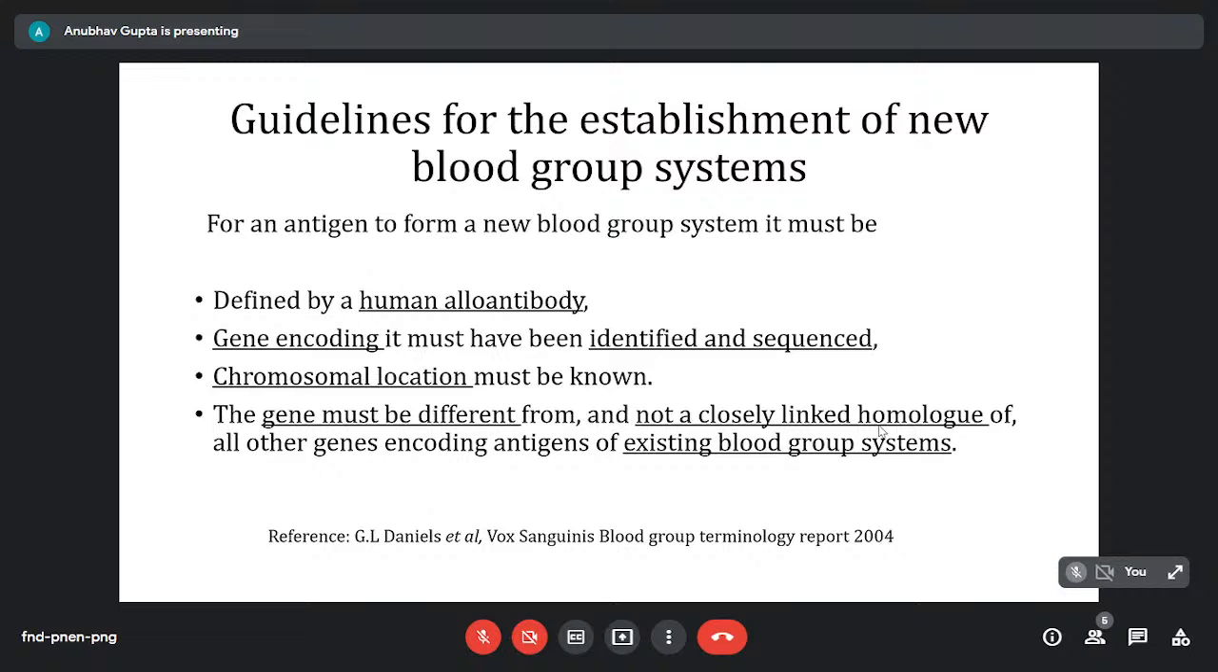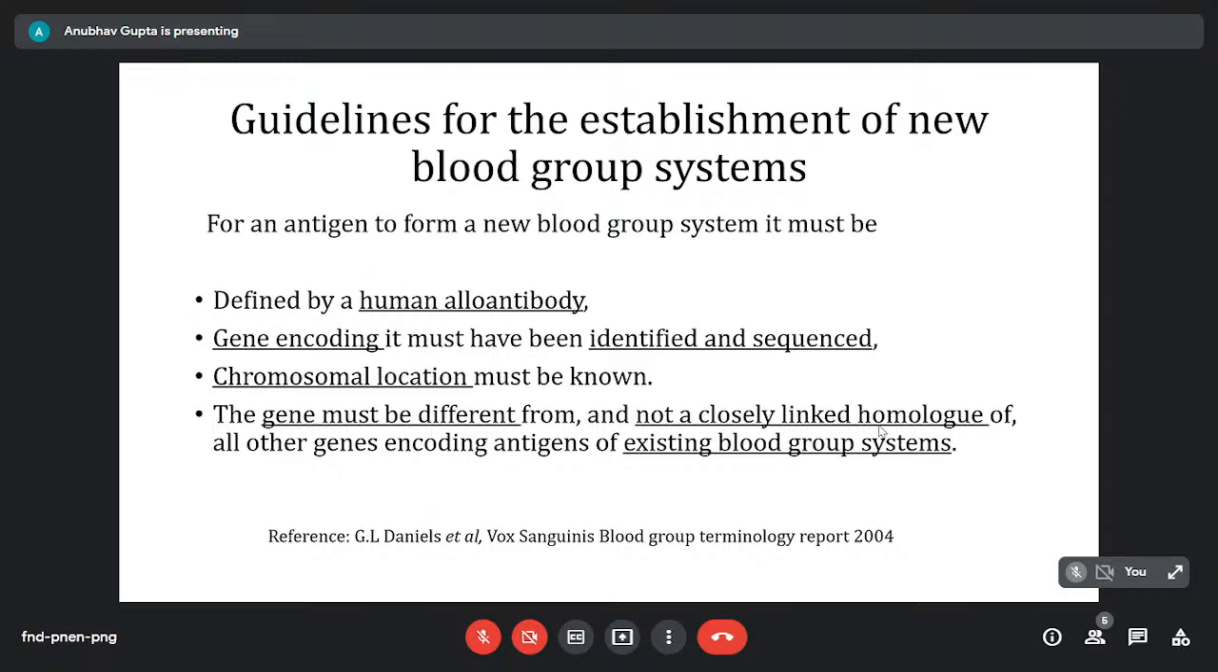I will take the example of the ABO blood group system, which is the first blood group system. So we already know that if we are classifying the ABO antigens under the ABO blood group system, we have anti-A, anti-B, anti-AB. So we have a well-defined human antibody. The gene is already encoded. The chromosome location is already known. It is chromosome number 9, location is 9q34.3. The gene is different.